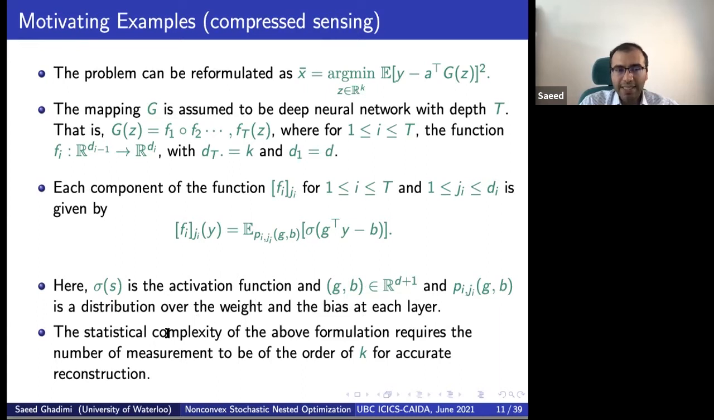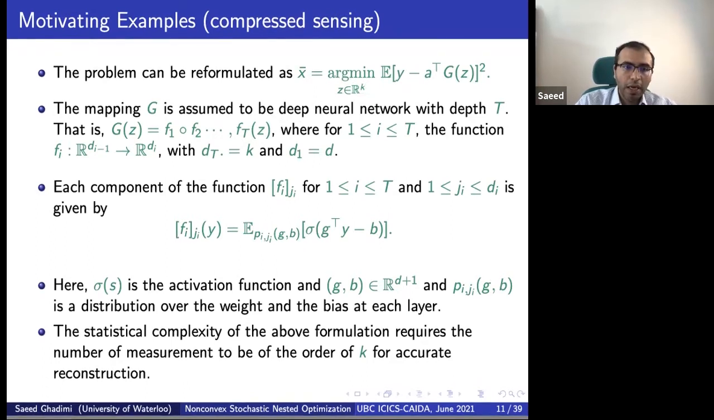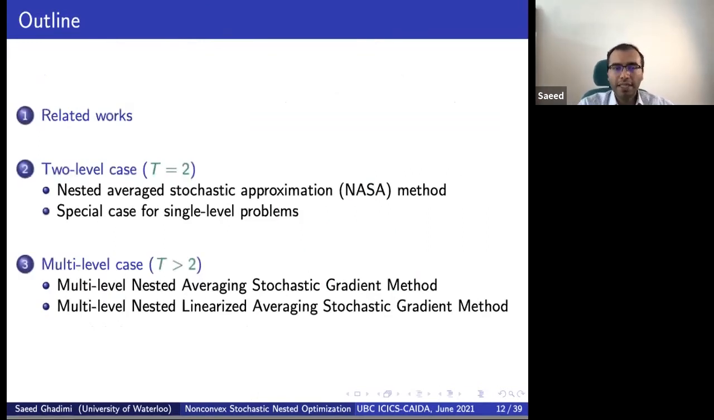So we know that the statistical complexity of this formulation tells us that we need K samples to accurately reconstruct the optimal signal. However, we don't know how to efficiently solve this optimization problem because it's no longer a classical stochastic optimization problem because of this G. Specifically, if you have several layers, as in deep learning, then it's hard to just apply stochastic gradient to solve this problem. So now the question is how we solve these nested stochastic optimization problems.